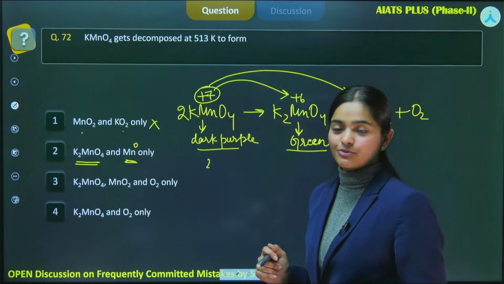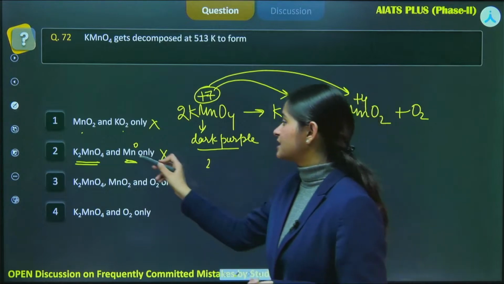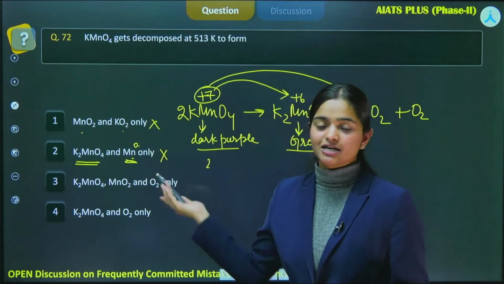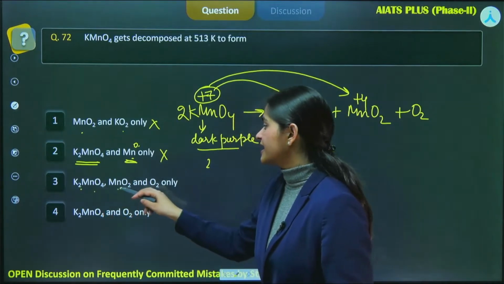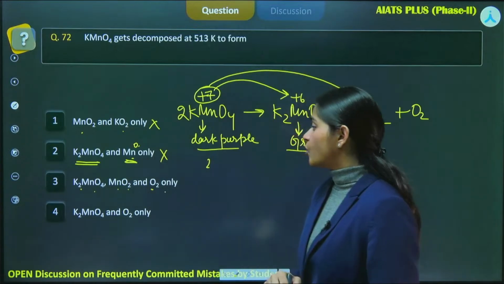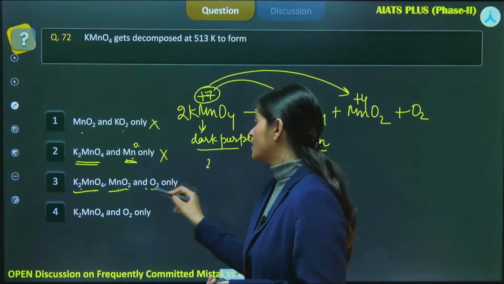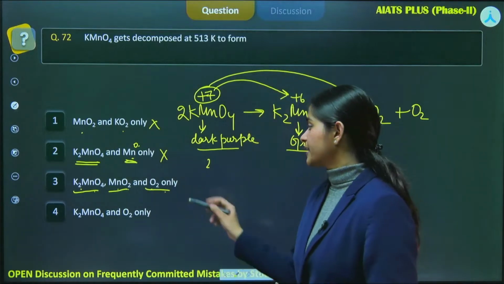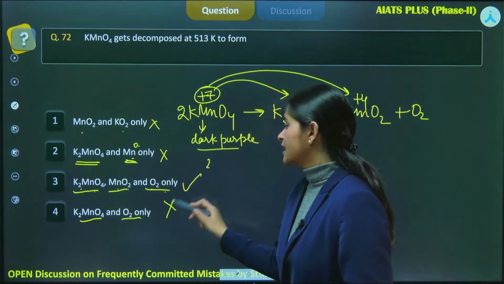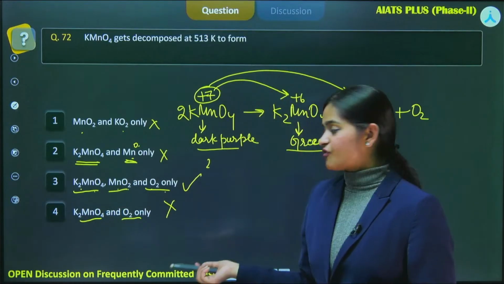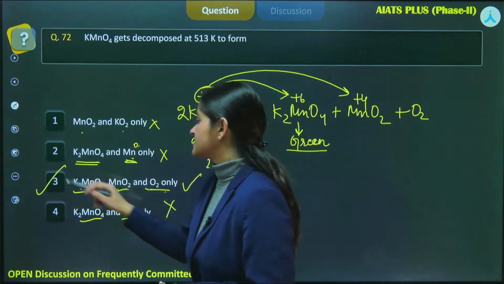Now moving back to the question. So that's why option 2 is also incorrect, because manganese in +0 oxidation state does not even exist. And if we look at K2MnO4, MnO2 and O2 only, this is the correct answer, whereas K2MnO4 and O2 with MnO2 manganese dioxide also formed is incorrect.